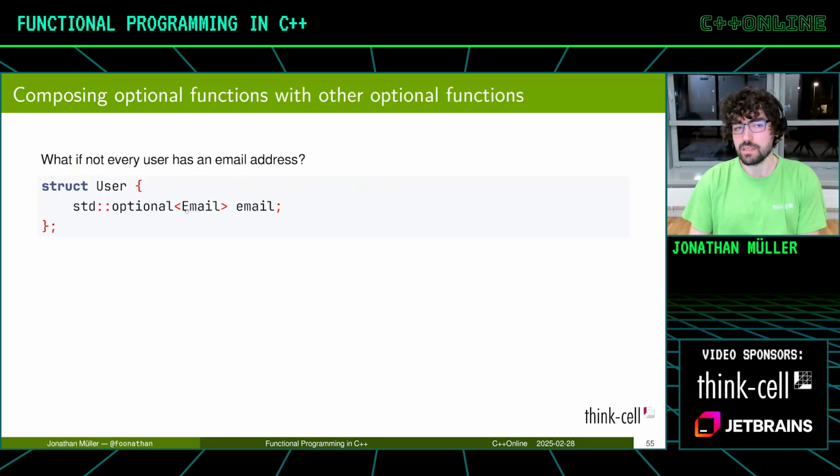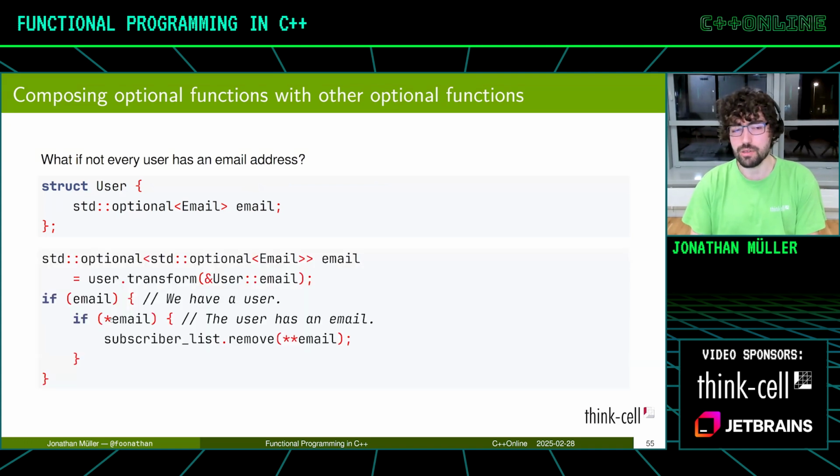Now, what if not every user has an email address? What if the user has an optional email itself as well? Well, then we sort of need to use two ifs because we have two optionals, right? Just calling transform gives us an optional of an optional email. And if the outer if is true, then we have a user. And if the inner if is true, then that user has an email. And then we need to use the double star. And this is kind of awkward. In general, we don't really want to deal with nested optionals. We sort of want to flatten them out.